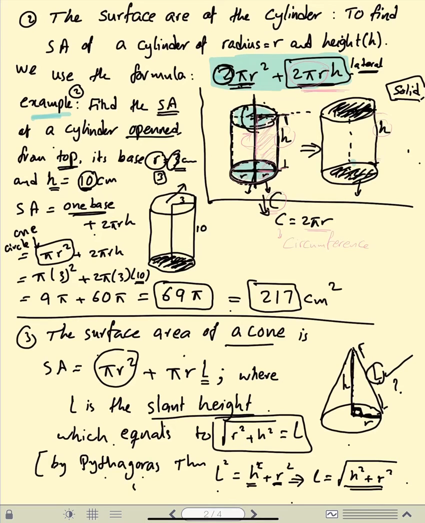If the question says write your answer in terms of pi, we stop here. This is in terms of pi. Or you continue and write it to 3 significant figures, and you will get 217 centimeters squared. But is it wrong if you wrote 69 pi centimeters squared? No, it's not.